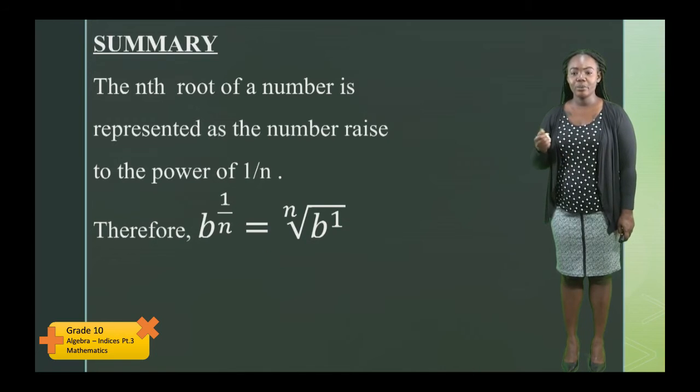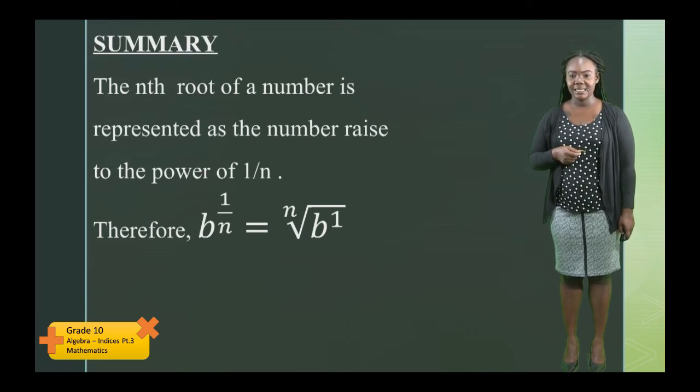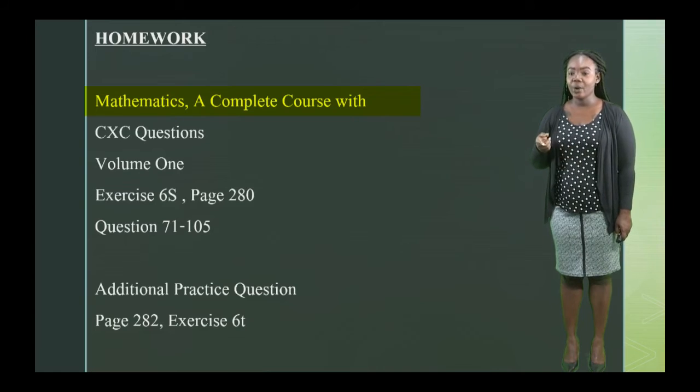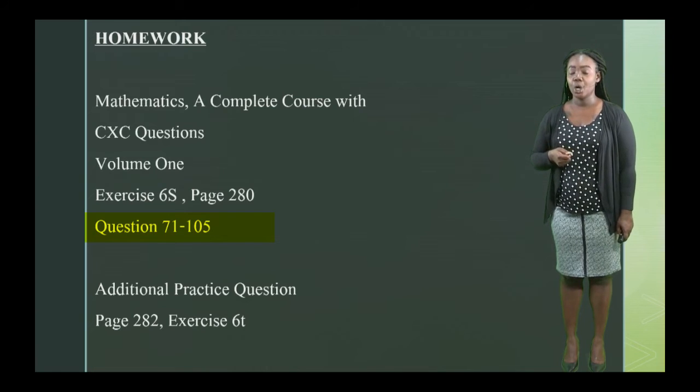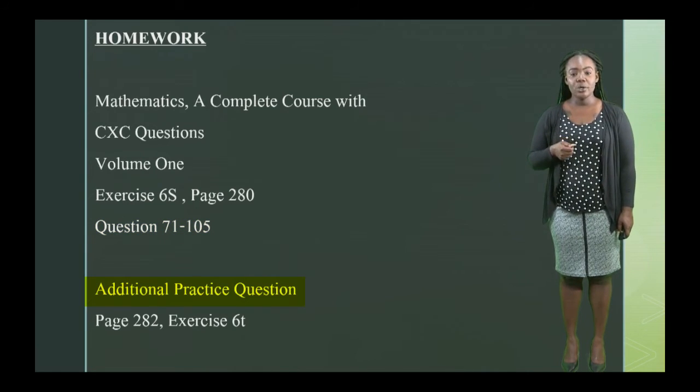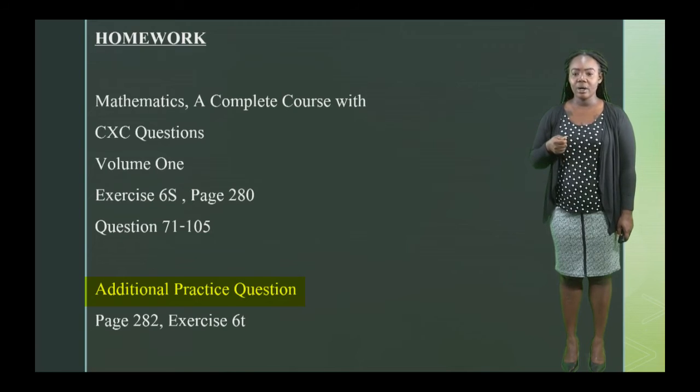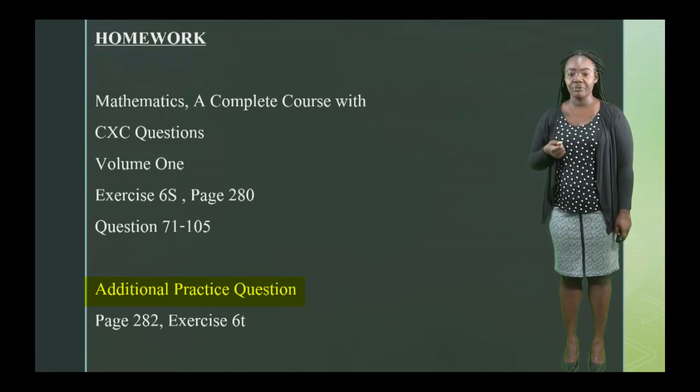I want you, my thoughtful teenagers, to be effective when solving indices. In order to do that, this is what I would like you to do for me. We are going to reference Mathematics: A Complete Course with CXC Questions, Volume 1. You turn to page 280, you're going to find exercise 6S. And there, I want you to try questions 71 to 105. Those will basically cover the two laws of indices that we just reviewed.